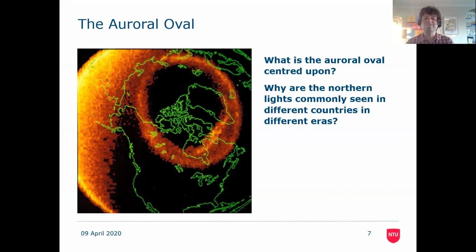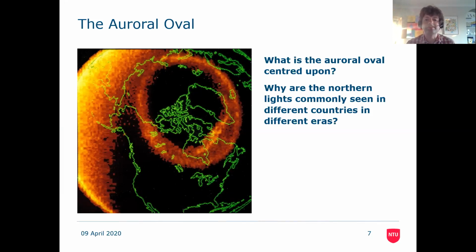And then why are the Northern Lights commonly seen in different countries in different eras? How does that follow from this? So first up, what is at the top of Greenland? And what's at the top of Greenland is the geomagnetic pole. You know how if you've got a compass, it doesn't quite point to true north. If you followed the compass needle north and north and north, you wouldn't get to the geographic North Pole. You get to the geomagnetic North Pole. It's at a slightly different location.